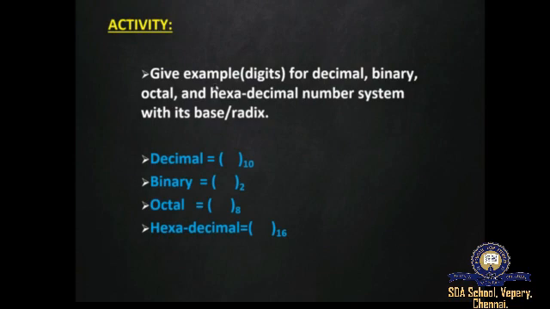Now, your activity is to give examples, that is digits, for decimal, binary, octal and hexadecimal number systems with their base radix. Write it like this, decimal equal to bar. You are going to give your numbers here. Don't forget to write your base value. Without the base value, I will not give your marks. Okay, did you all understand? After writing, take a snapshot of it and submit it in the Google Classroom.